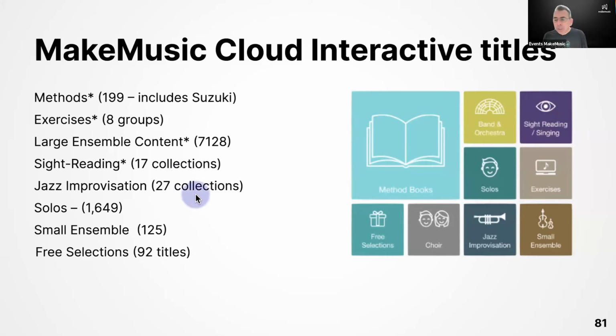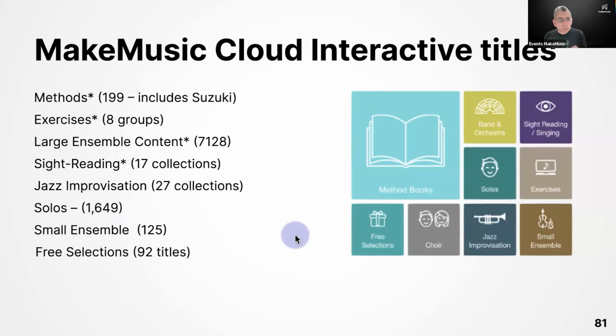If you're teaching jazz and some improvisation, there's 27 collections of improv material. There's 1,600, almost 1,650 solos in Make Music Cloud. And some of those include pop movie titles, like the latest Black Adam. Might be something from the Barbie movie coming.